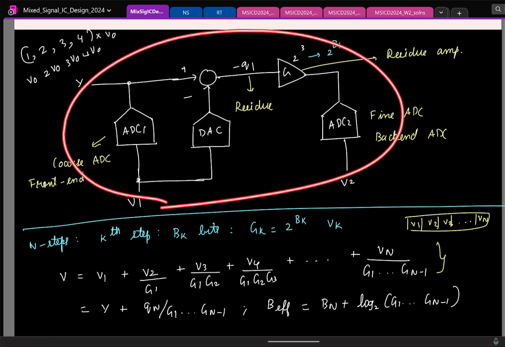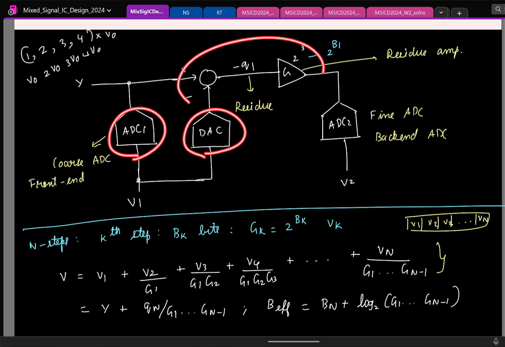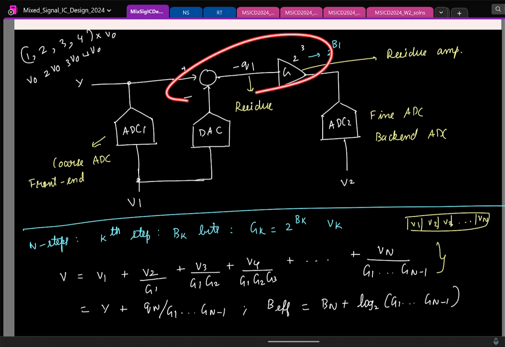So what is the next thing we do? We'll see what the possible problems are here and what the fix for this is. Here we basically have only these 3 blocks: ADC, DAC, and this amplifier taking the difference. We'll see what the issue is with each of these.